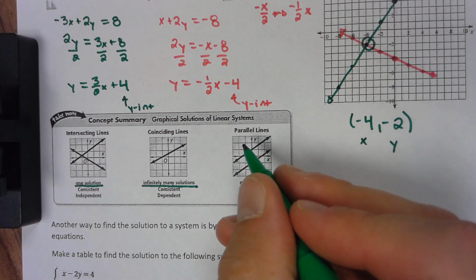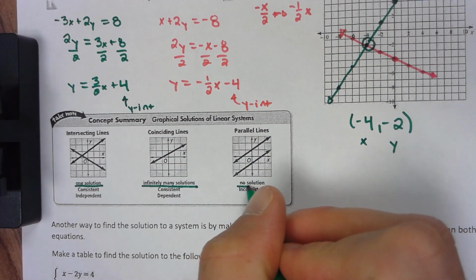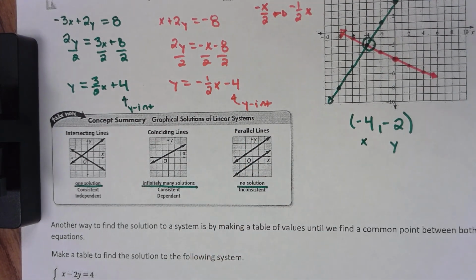And then the last thing is if we have parallel lines, obviously they will not intersect. That is the definition of lines being parallel. And thus there would be no solutions.